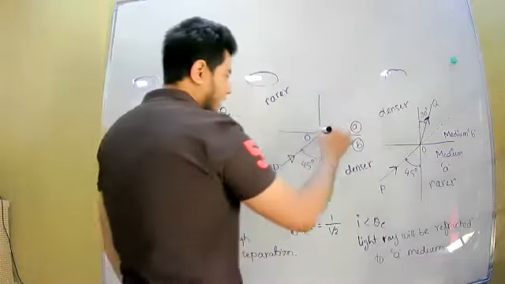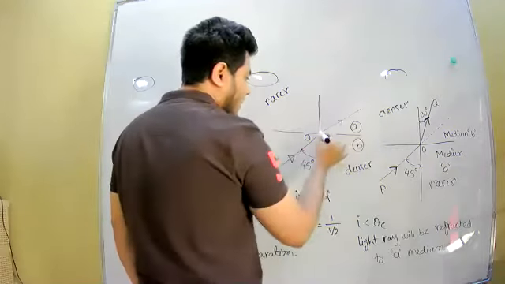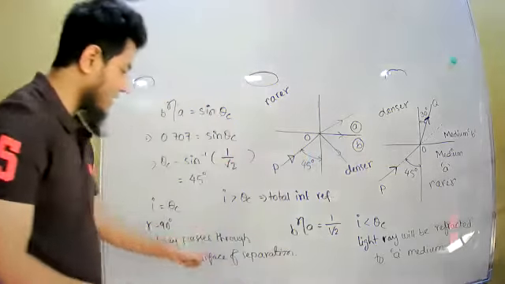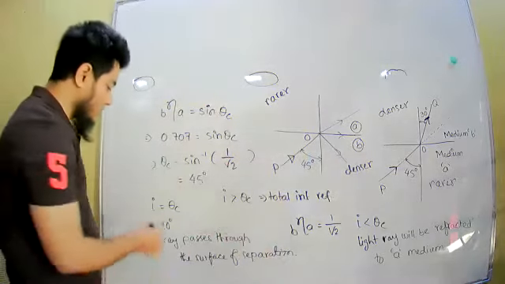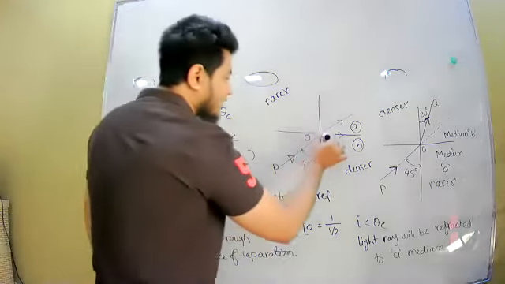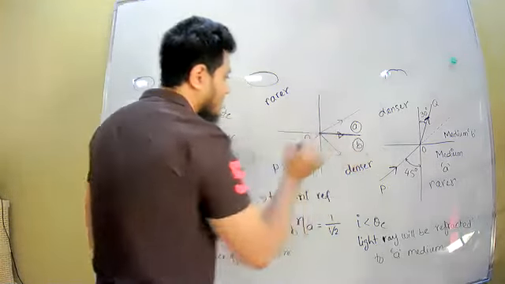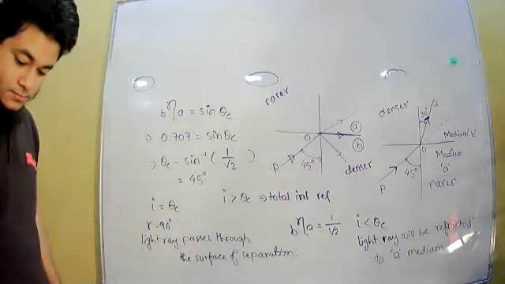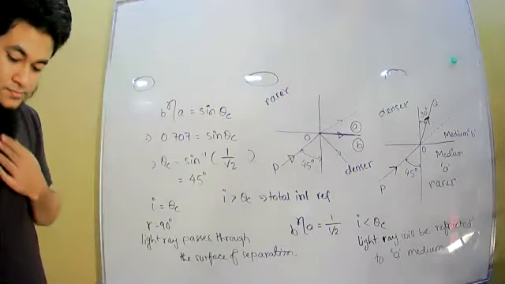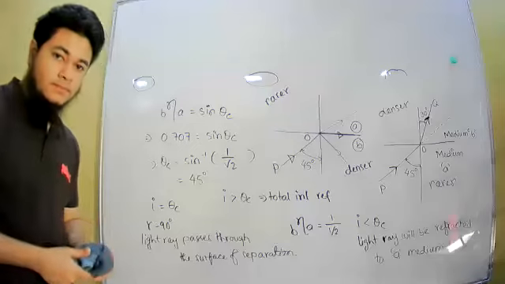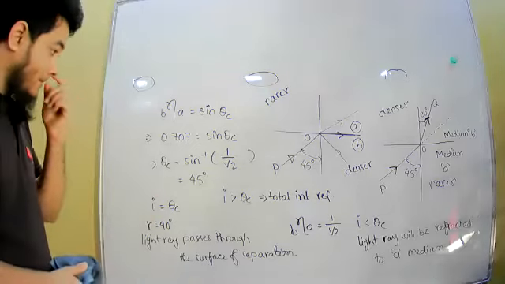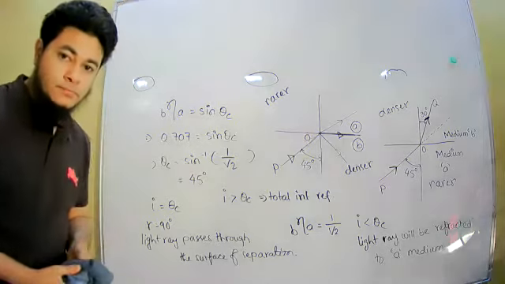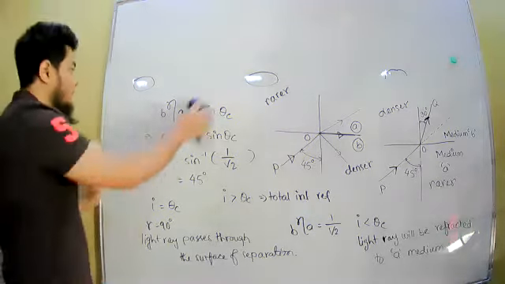Okay, so it could be this, or this, or this. So three cases can happen here. Our case is i equal to theta c, so light ray will pass through the surface of separation. Clear? Okay, anybody has any question? Nobody? Okay.